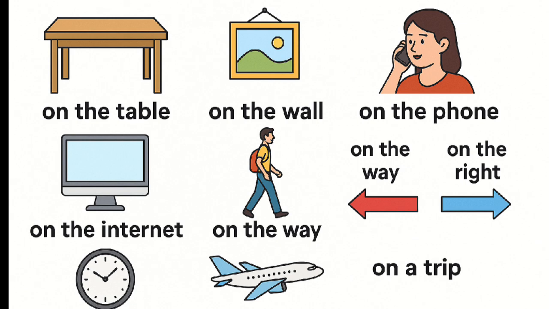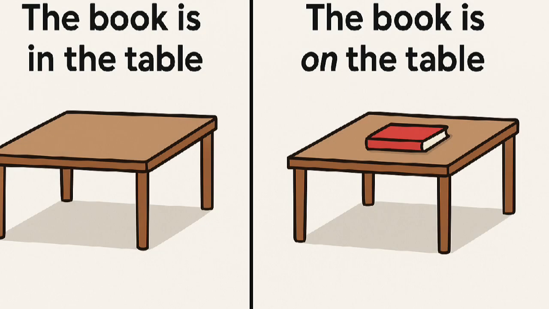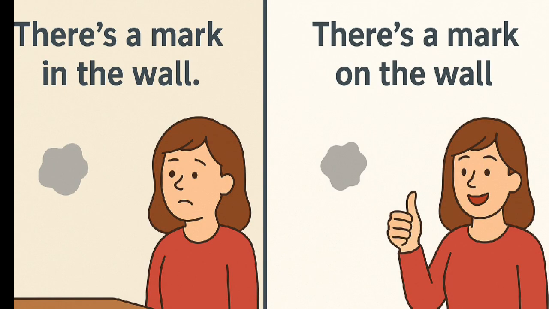A common mistake is saying, "The book is in the table." Unless the table has a drawer, that's incorrect. The right sentence is, "The book is on the table," because it lies on the surface. We also say there's a mark on the wall, not in the wall. Again, on means something touches or appears on the surface.